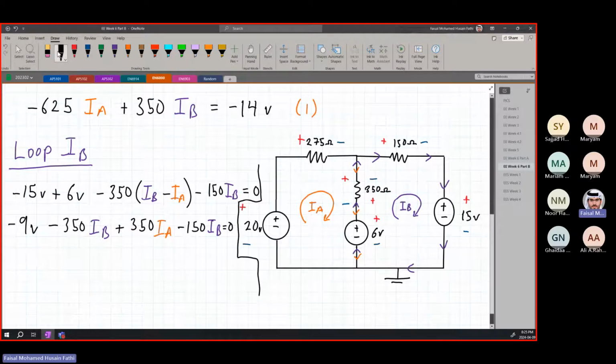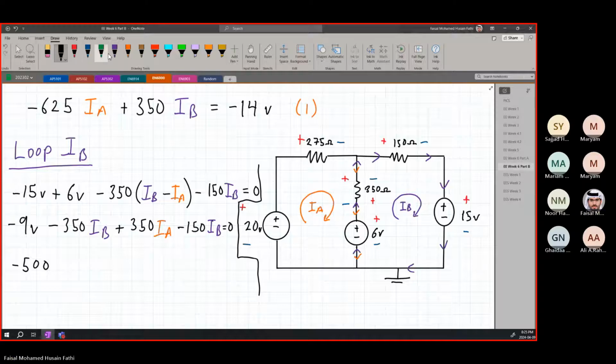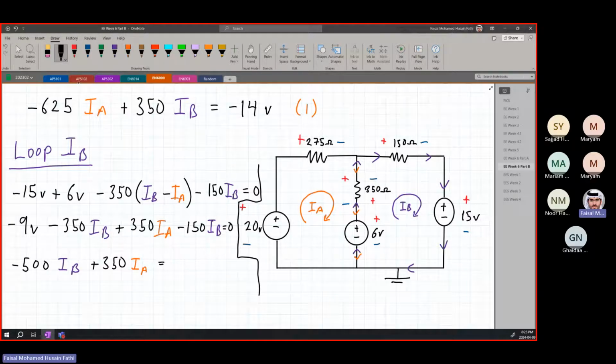And then we can further simplify this. We will take the 9 volts to the other side. So we have minus 350 minus 150, which is equal to minus 500, I believe. Yes, minus 500 IB, plus 350 IA is equal to the minus 9 volts that is on the left. We took it to the right, so it became plus 9 volts.